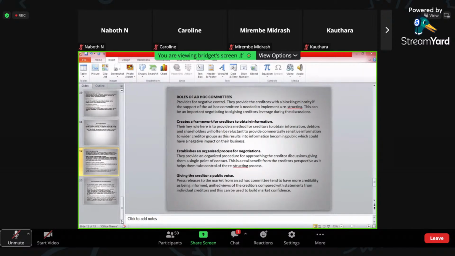The committees provide an organized procedure for approaching the creditors' discussions. This will help creditors to take control of the restructuring process to ensure efficient operation. The negotiation process involves planning, then defining the ground rules. After that, they judge whether something is wrong or right, and finally solve the problem.